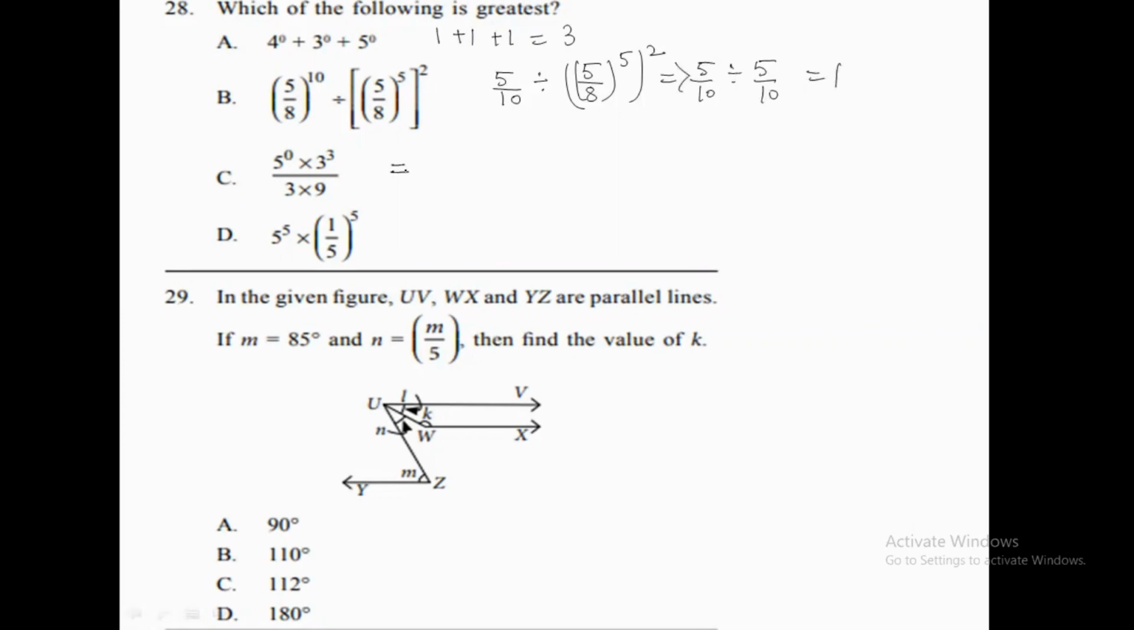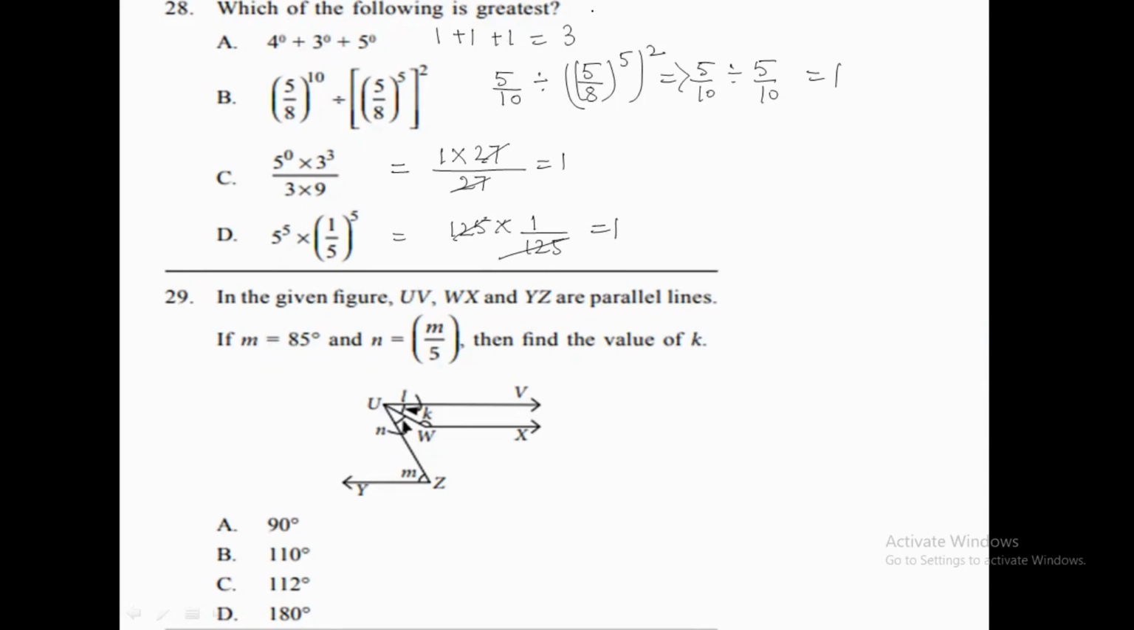Now let's move to option C, which is 5 raised to the power 0, which is 1. 3 raised to the power 3 is equal to 27, and 3 times 9 is 27. So we are getting 1 here as well. Now let's come to option D. 5 raised to the power 5 is 125, and 1 raised to the power 5 is 1, and 5 raised to the power 5 is 125. So here also we are getting 1.